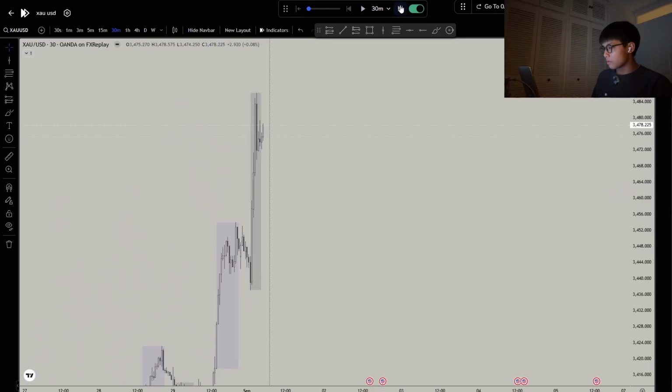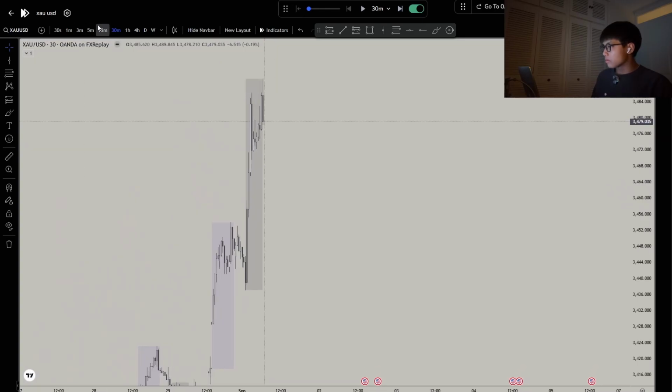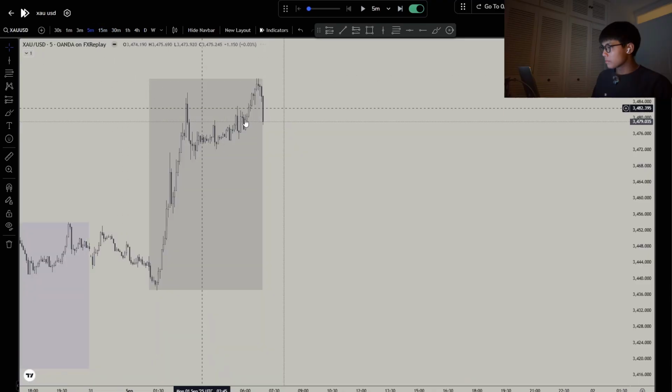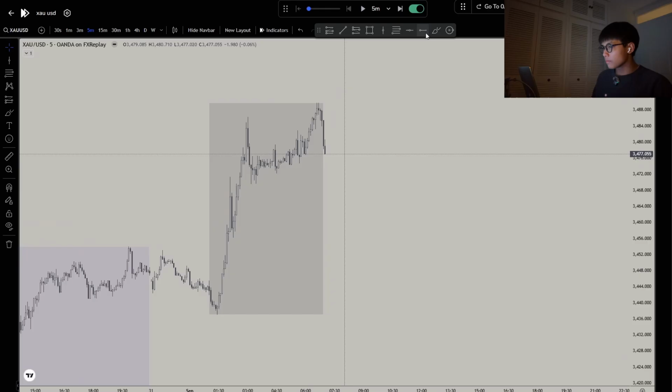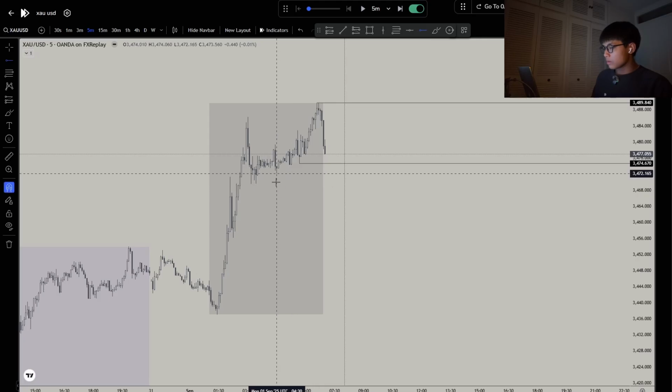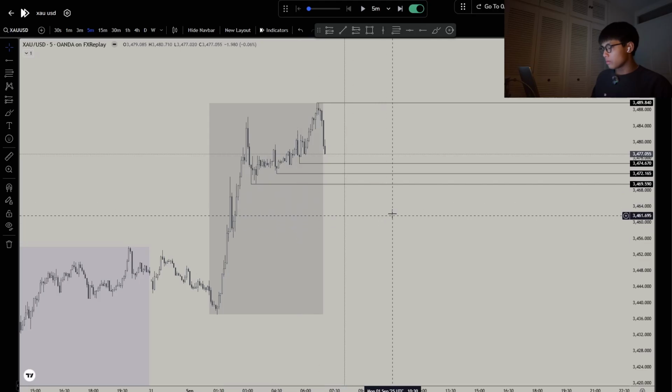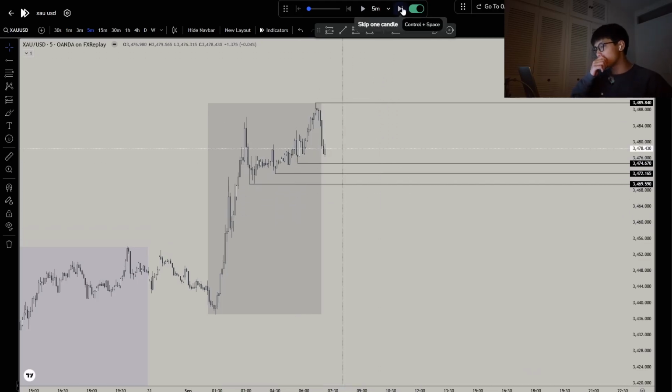Very bullish. Let's see. Draws on liquidity. This point. This point. These equal lows. We'll see if there's a reaction from any of these.